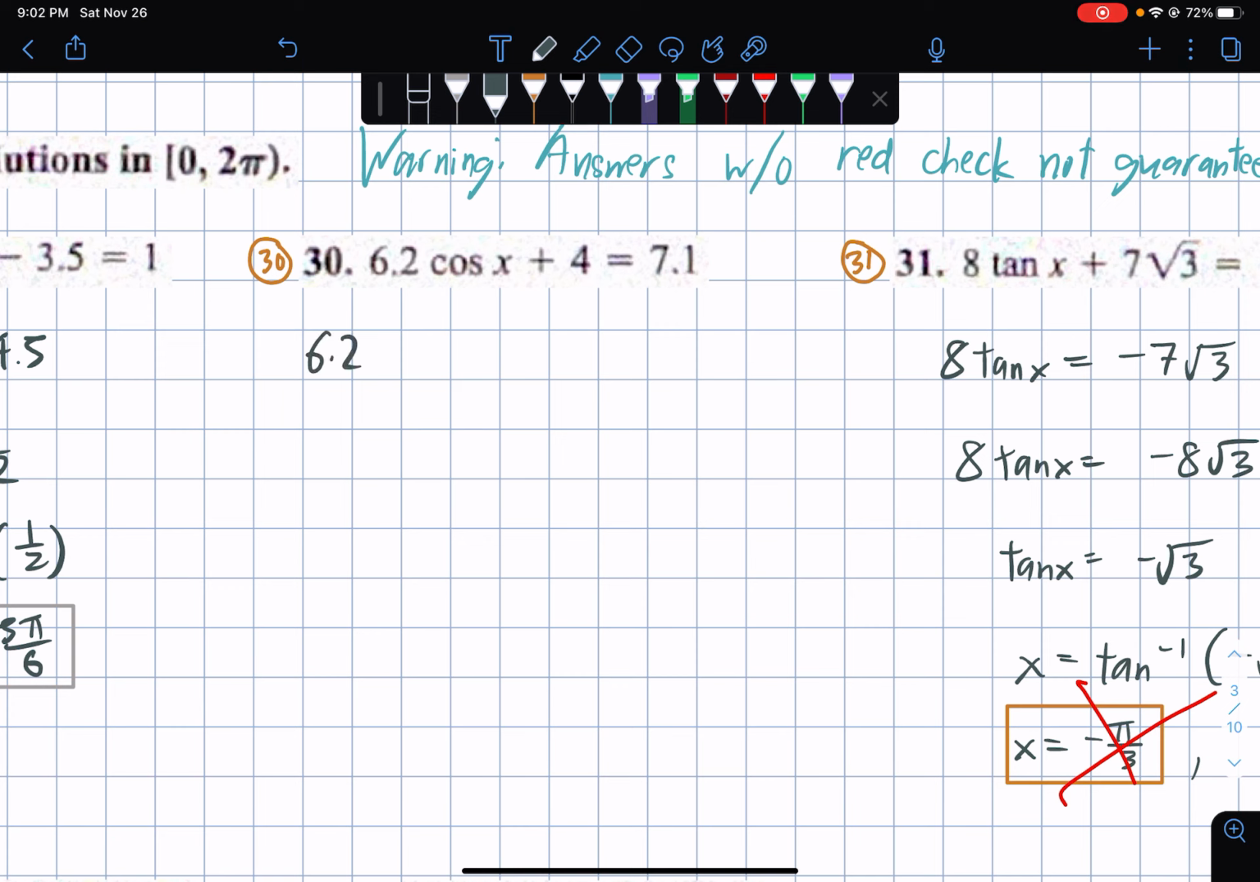For number 30, 6.2 cosine x is equal to, if you transpose 4 to the other side, we have 3.1. Divide both sides with 6.2, we have 3.1 over 6.2, which is basically 1 over 2. So x is equal to the arc cosine of 1 over 2. X is equivalent to pi over 3.